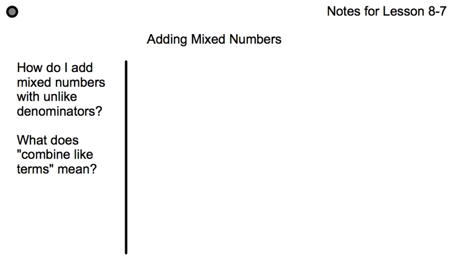Here's our notes for today. There's actually two of them that I want you to get down. Remember, label on the right, hole punch on the left, and then the first thing is, how do I add mixed numbers with unlike denominators? Like, what are the steps in all of that? And then I'm going to say combine like terms a couple of times, so I want you to know, what does that mean? It's actually pretty simple.